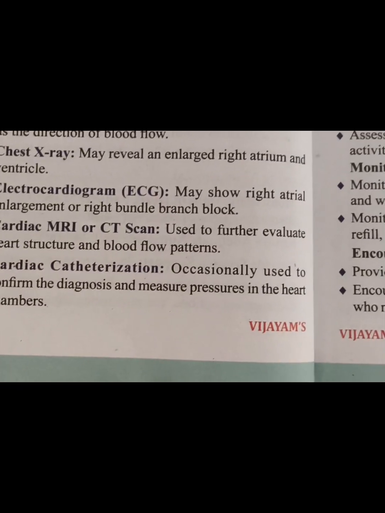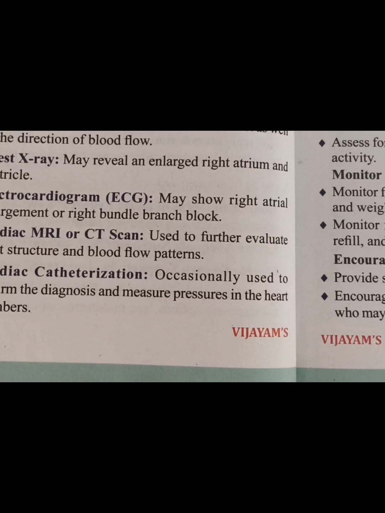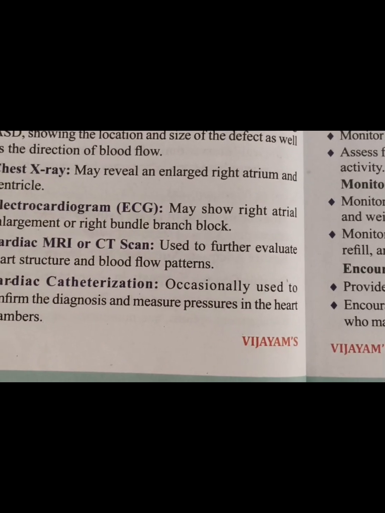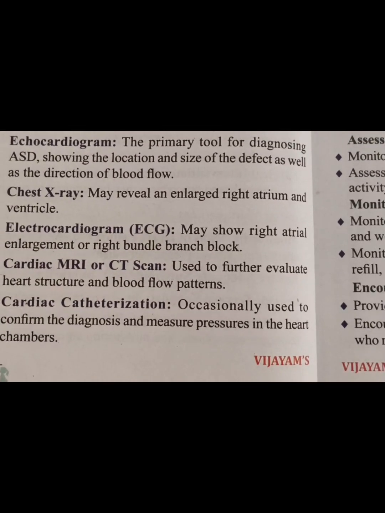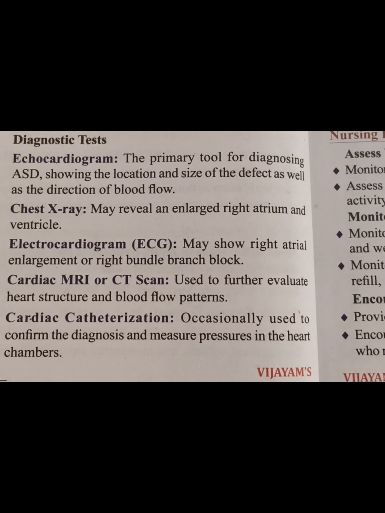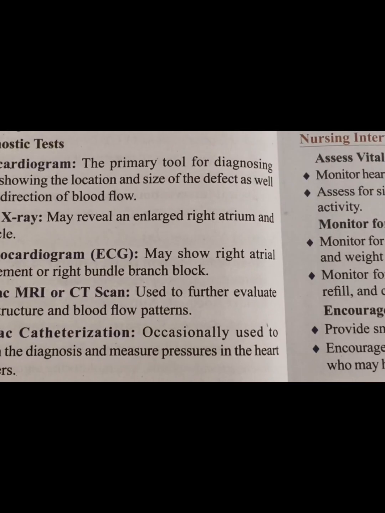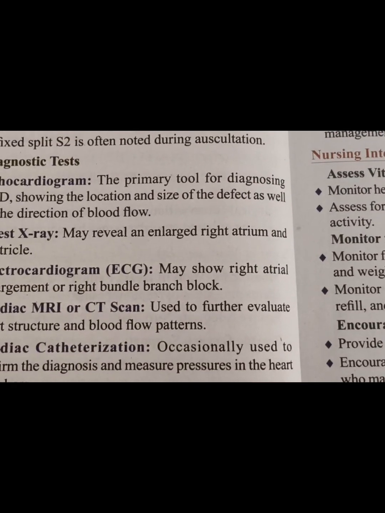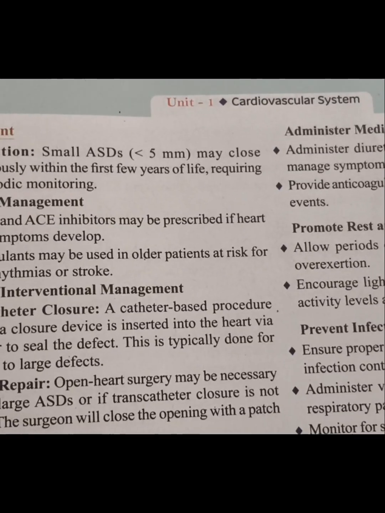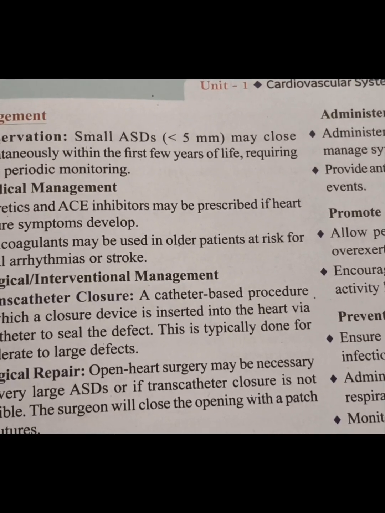Next one, cardiac catheterization. Cardiac catheterization is mainly to confirm the diagnosis and measure the pressure in the heart chambers. By doing cardiac catheterization, we can identify any blockages of the atria and aorta. These are some diagnostic evaluations of the atrial septal defect. Then they will go for medical management and surgical management.